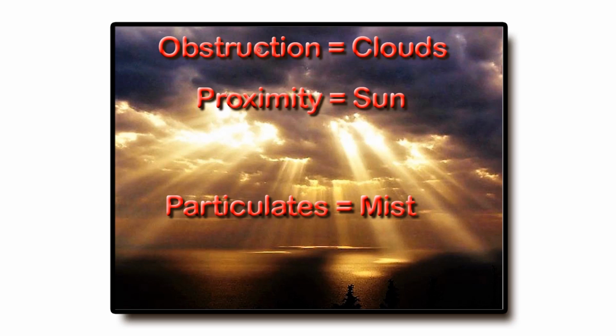It could also happen with streetlights. So the obstruction would be tree branches, okay? The proximity would be the street light shining through the leaves of the tree. The particulates would be fog, pollution, mist, steam, that sort of thing, smoke, okay? So in this case, the sun has to be very close to the clouds, proximity. The proximity is close. It has to be very close to the clouds in order to cause this convergence.